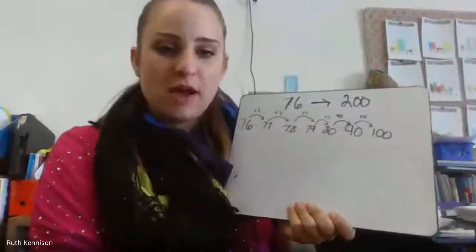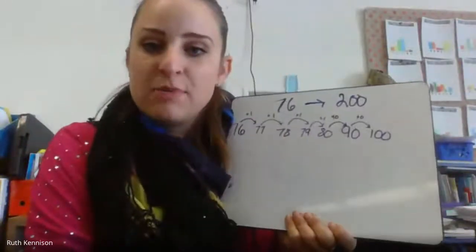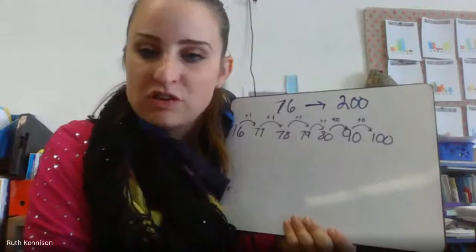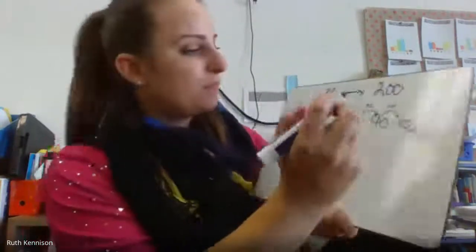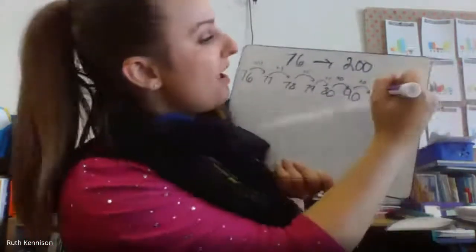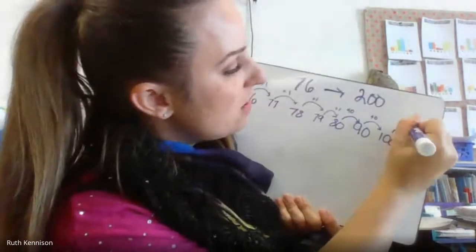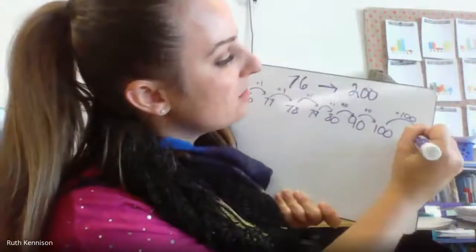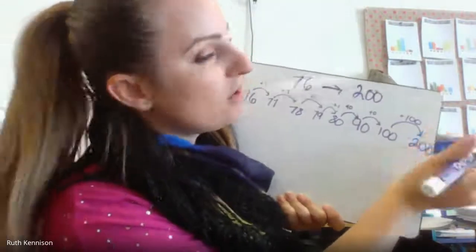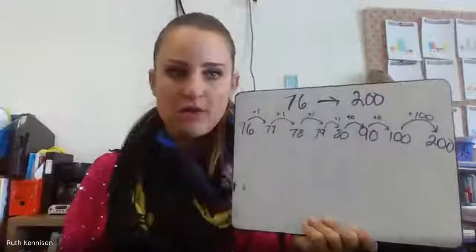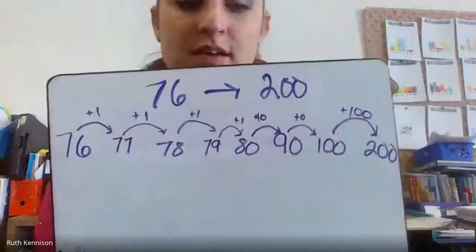Oh, very good. Kiss your brain. Give yourself a pat on the back. If anybody else knew we're going to count by hundreds, pat yourself on the back too. We are going to count by hundreds. And guess what? We go 100. 100 more is 200. And we're there. Oh man, that's a lot of counting.